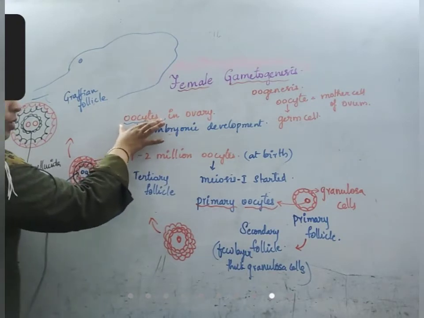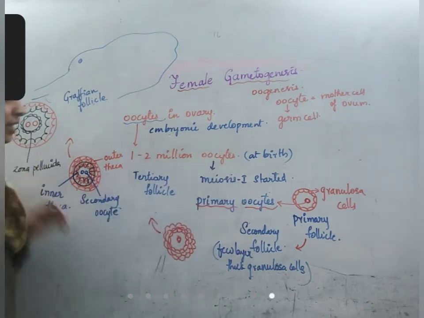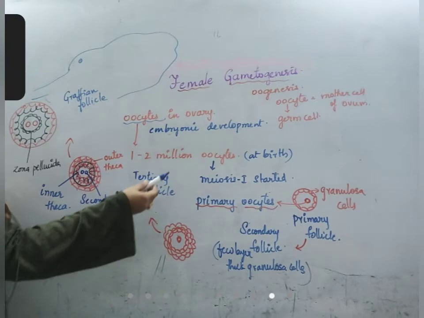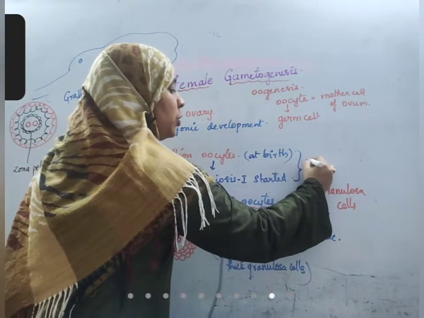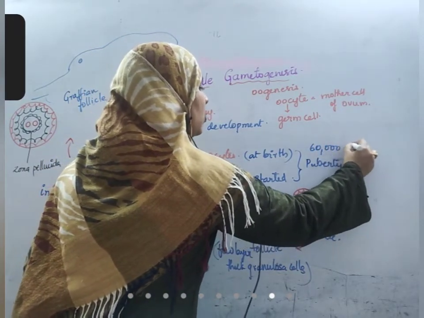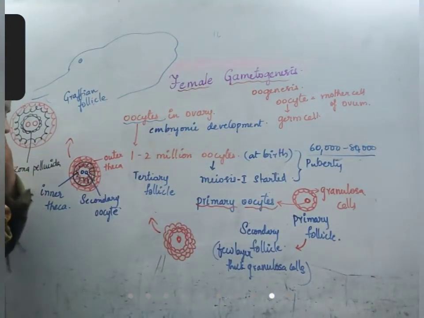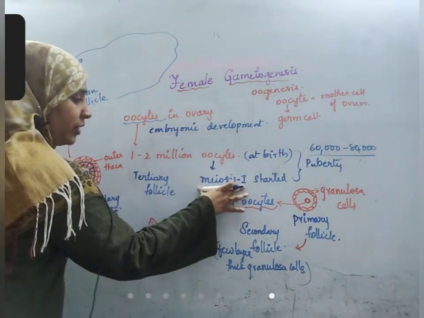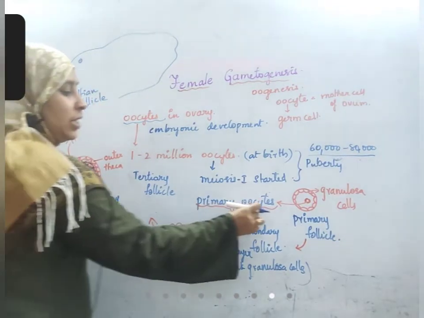First, about 1 to 2 million oocytes are formed in embryonic development. At the time of birth, these oocytes will enter into meiosis 1. This process takes place till puberty, and at the time of puberty, 60,000 to 80,000 primary oocytes are left. That means all the remaining will be disintegrated. After it enters into meiosis 1, those cells are called primary oocytes.